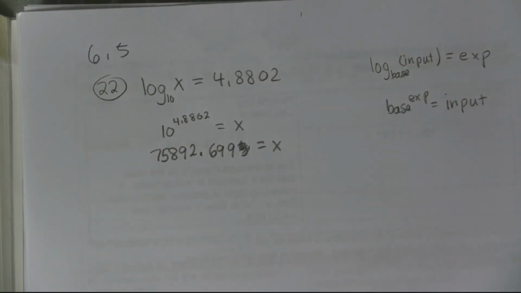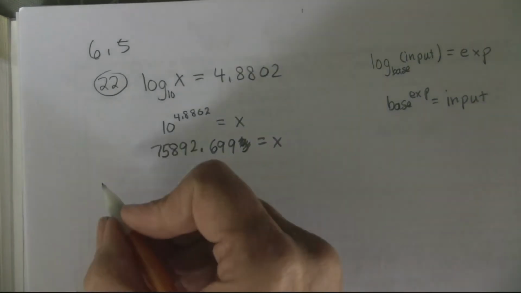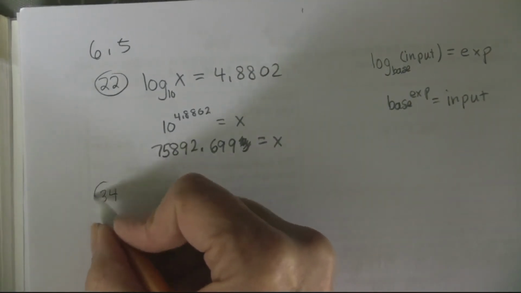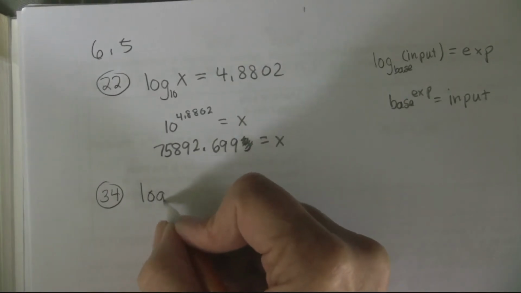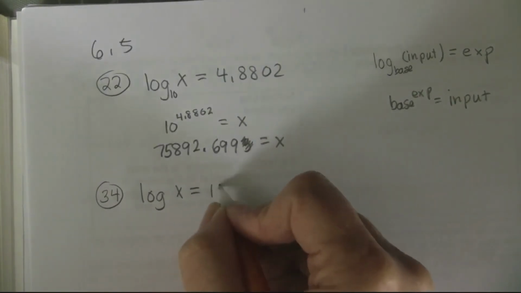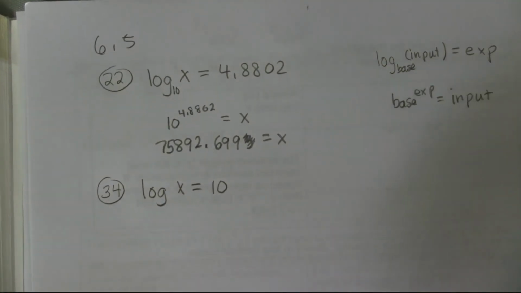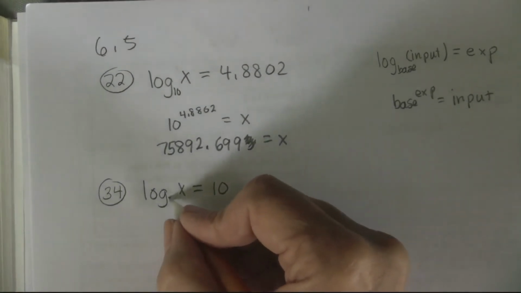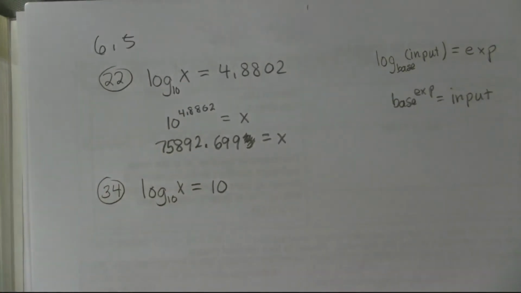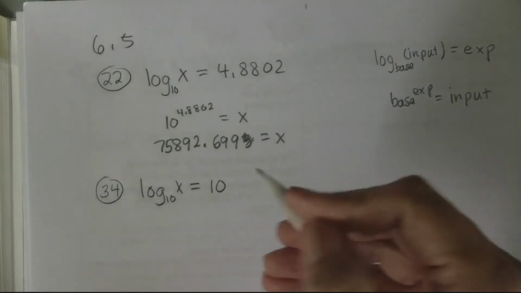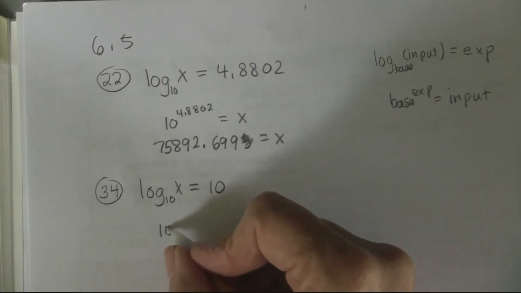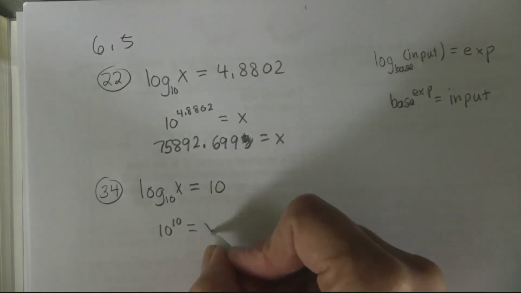And you want to try another one? Okay, we will. Let's try 34. Log base x equals 10. Do you guys notice that it's the same problem? Because it says log, that means the base 10. And then we would write this in exponential form. So this is 10 raised to the 10 equals x.